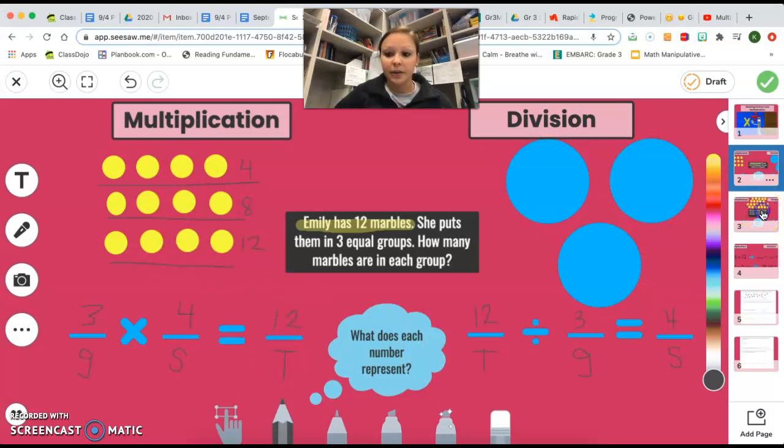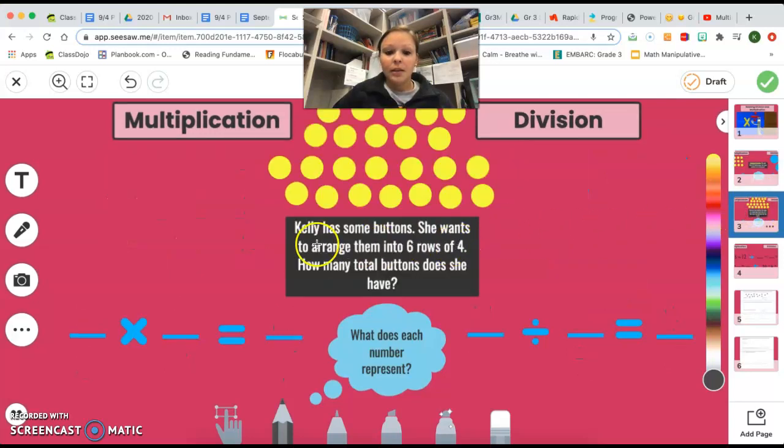Let's practice another. This problem says Kelly has some buttons. She wants to arrange them into 6 rows of 4. How many total buttons does she have? What do we know? We know she wants to arrange them in 6 rows of 4. What are we looking for here?